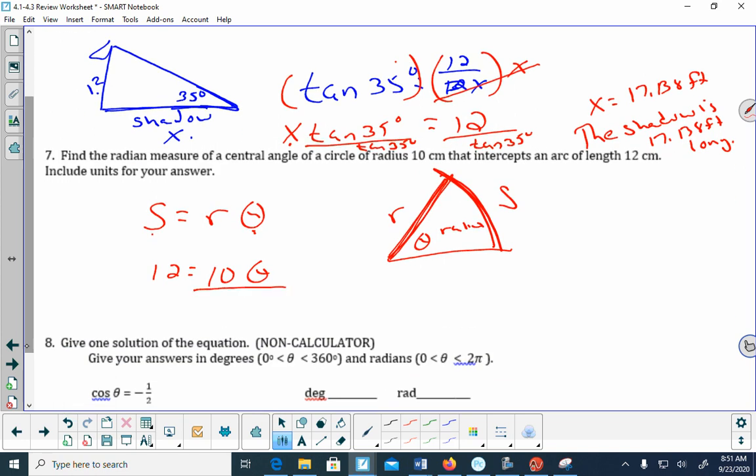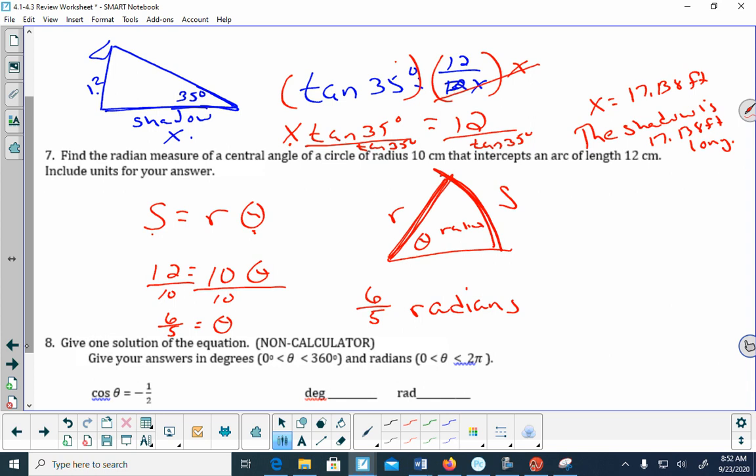So to find theta, I'm going to divide both sides by 10. Putting in lowest terms, I get 6/5 is equal to theta. This is my angle that I'm looking for, so my final answer will be 6/5 radians. My angles are always in radians. Remember, you can't just throw a pi in there because you should hear the word radians. It's just 6/5.